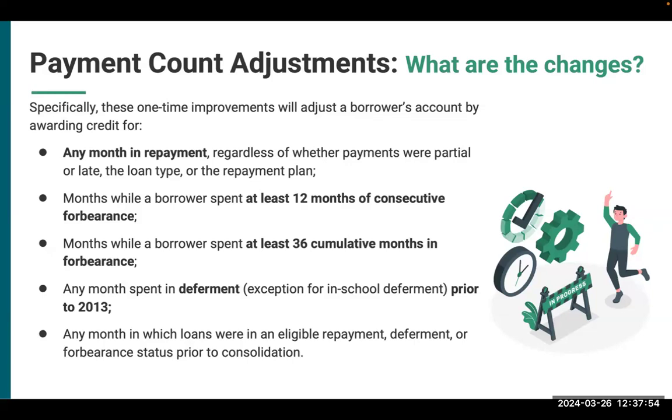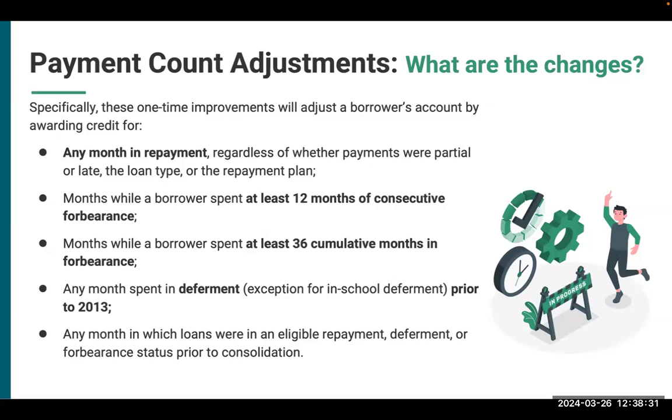You'll get credit for months spent in at least 12 months of consecutive forbearance, or at least 36 cumulative months in forbearance. Okay, so normally under these programs, you don't get credit for months in forbearance. Now they're going to go back and give you credit for at least 12 months of consecutive forbearance and/or 36 cumulative months in forbearance. And then any month spent in deferment prior to 2013. Okay. And last but not least, any month in which loans were on an eligible repayment, deferment, or forbearance status prior to consolidation. All right.